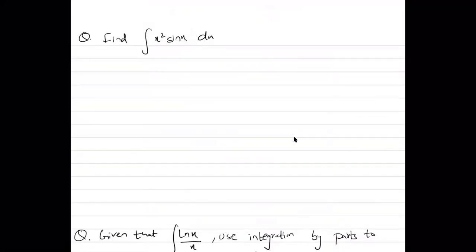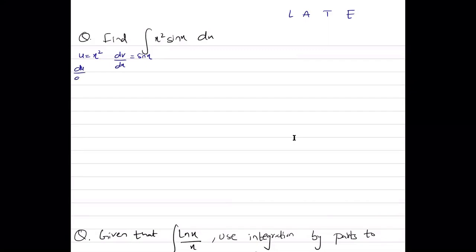So there are some functions that might need integration by parts more than once to integrate. So let's consider this example. Using LATE, which one is going to be u? x squared. Yes, u is going to be x squared. So dv by dx is going to be sine x.